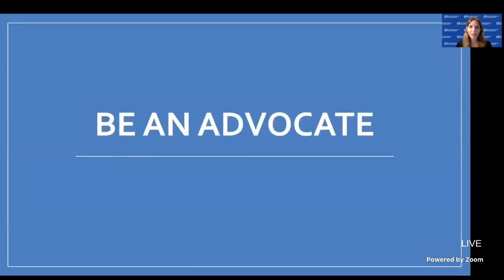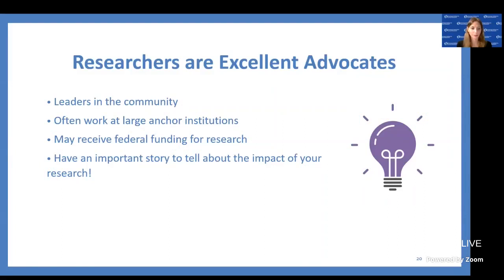So finally, I'm going to close with some information about why and how you can be an advocate. Cancer researchers and clinicians are excellent advocates, and there are several reasons for this. First, you're often leaders in the community. You may work at large anchor institutions. You may receive federal funding for your work. And then most importantly, you have a story to tell about your research and what the impact has been or what the impact could be of additional funding.